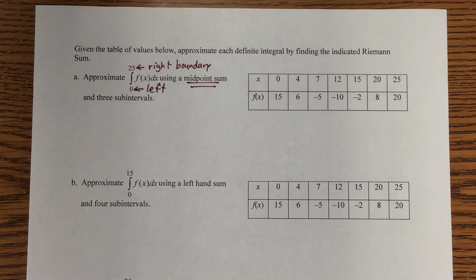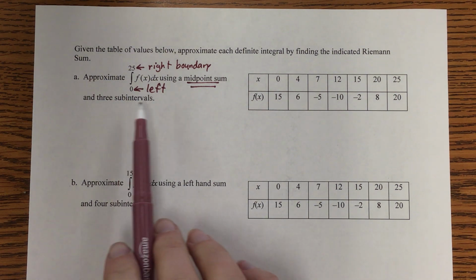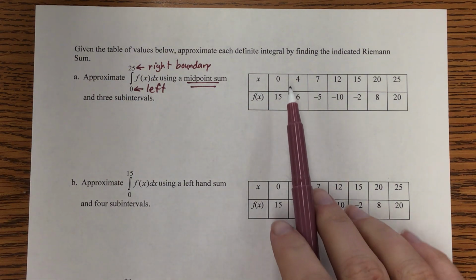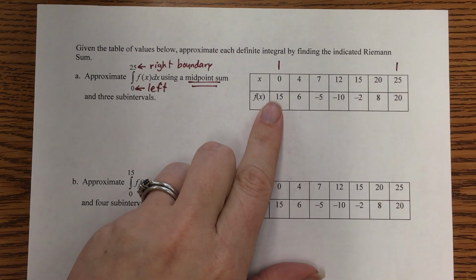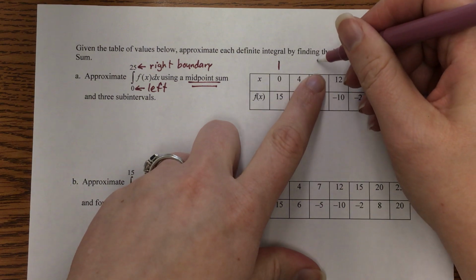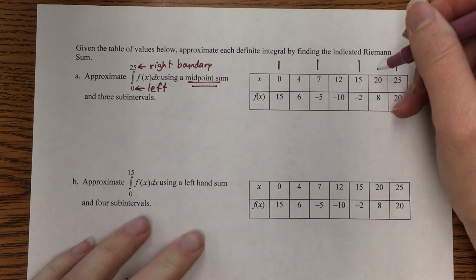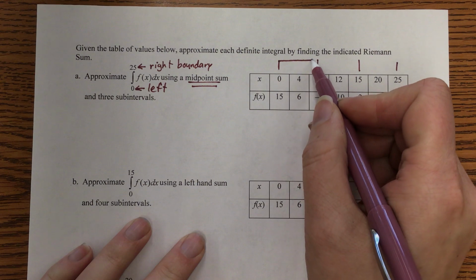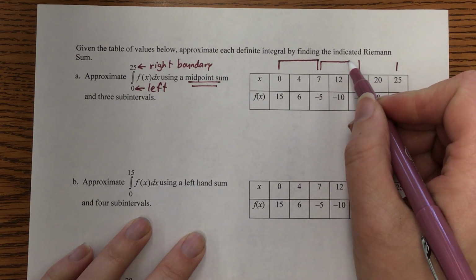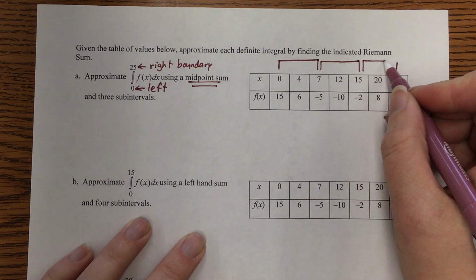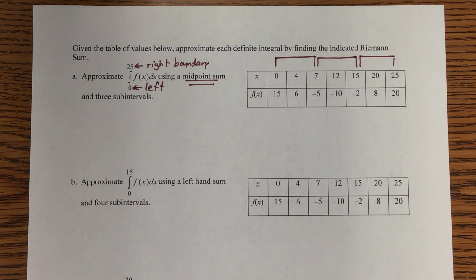That's when we did Riemann sums of midpoints. Okay, 3 sub-intervals. So we want to take from 0 to 25 and divide it up into 3 intervals of the most similar size that we can. So from 0 to 25, it looks like we can separate it at 7 and 15. So one rectangle will go from 0 to 7, one rectangle will go from 7 to 15, and one rectangle will go from 15 to 25.